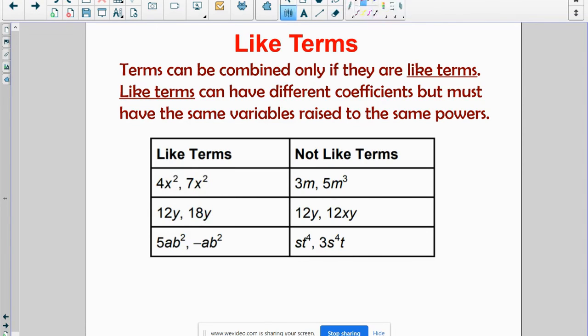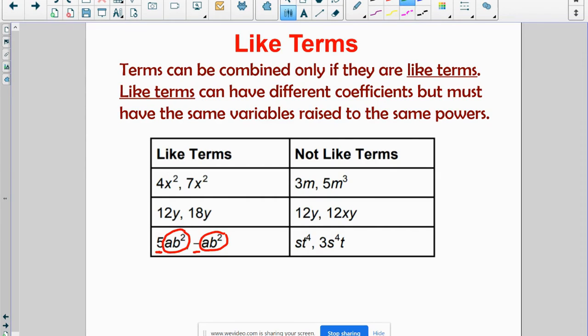Finally, the last one, we have the variable parts, a, b to the second power, and again, a, b to the second power. Those are like terms, even though their coefficients are different. The first term has a coefficient of 5. The second term, it looks like just a negative symbol, but that really means -1 as the coefficient. And that's okay that those are different.